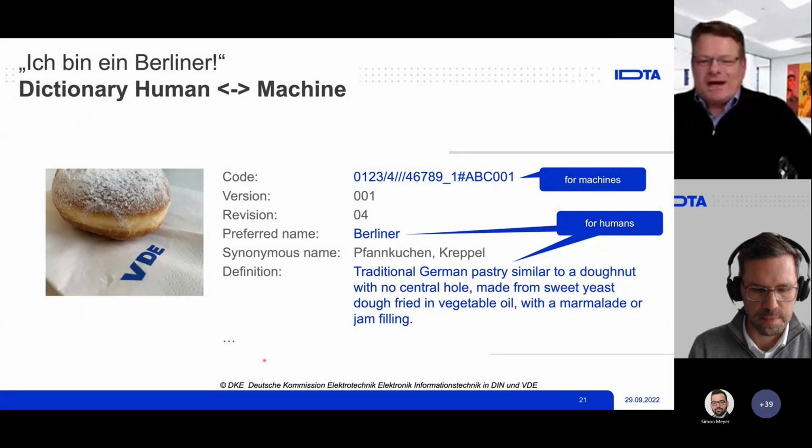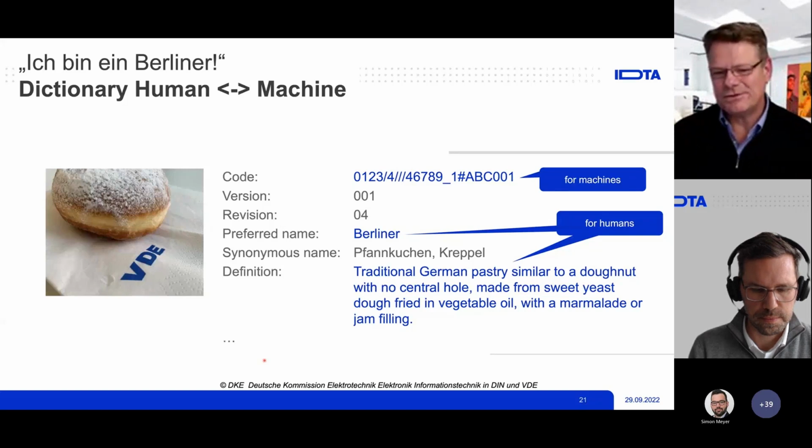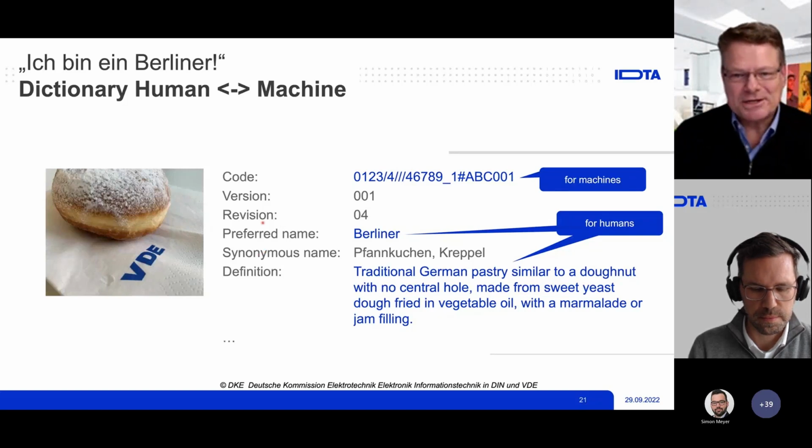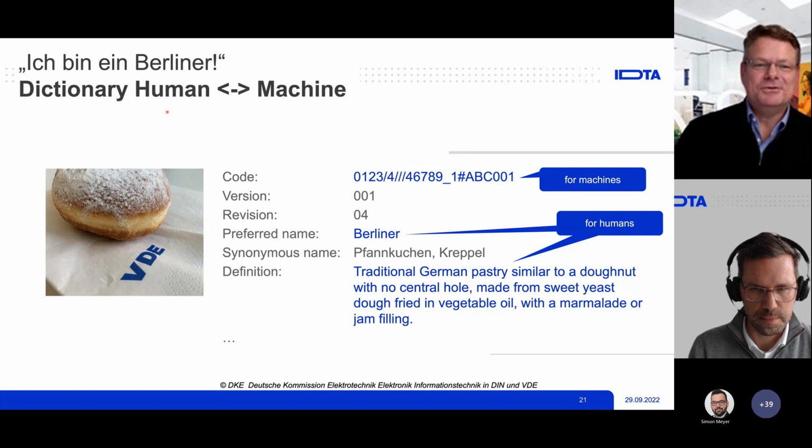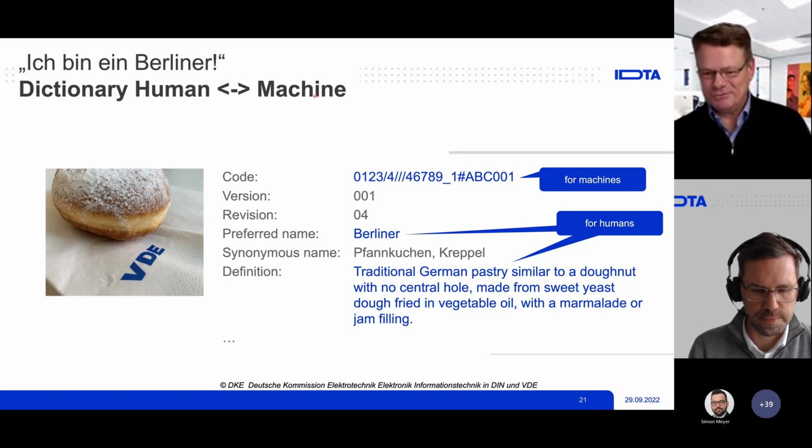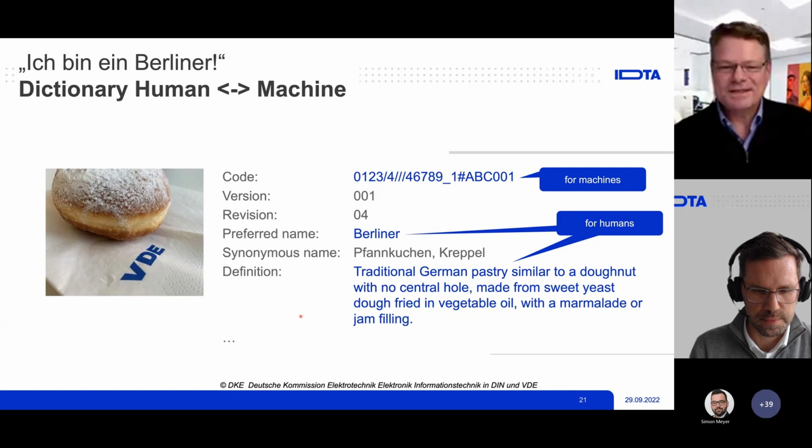Now, these dictionaries are not for people. We have machines or systems talking to each other. So actually what we need is a dictionary human to machine. So one side of the dictionary must be machine readable. And this is an example here, stolen from our standardization friends.